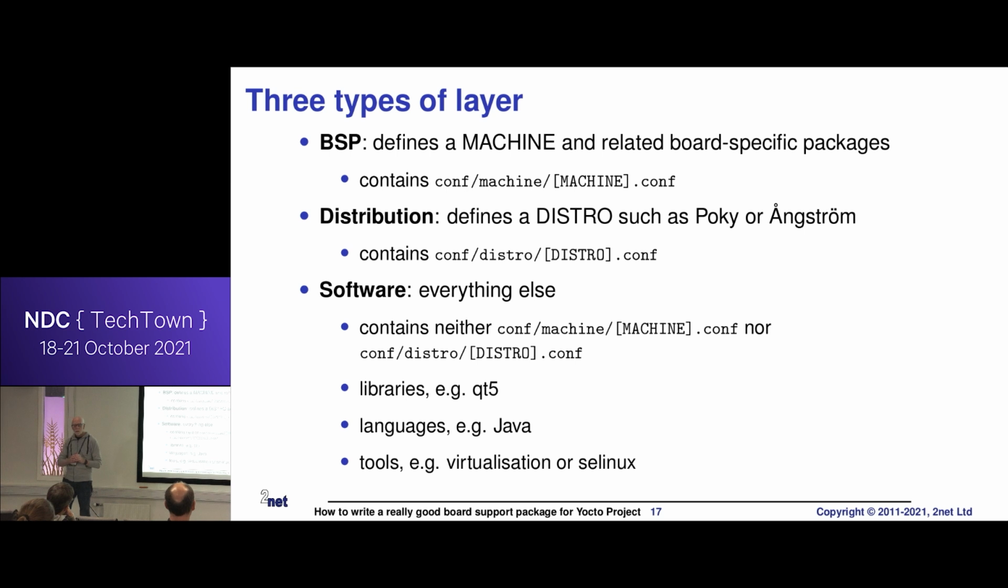So layers. There are three types of layer: BSP, distro, and everything else. The BSP layers define a machine variable. So the way you know it's a BSP layer is it has this file here in conf/machine/<machine>.conf. And where I put machine in brackets, that's just the name of the board, which could be Raspberry Pi or BeagleBone or whatever.